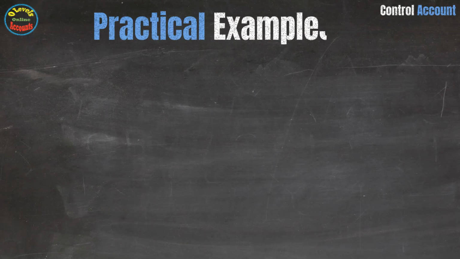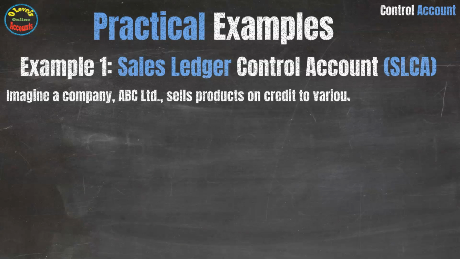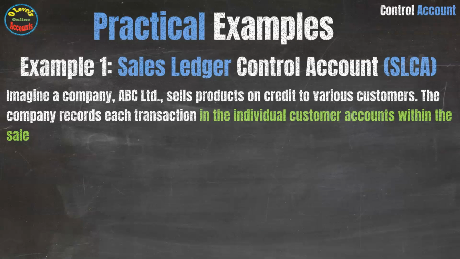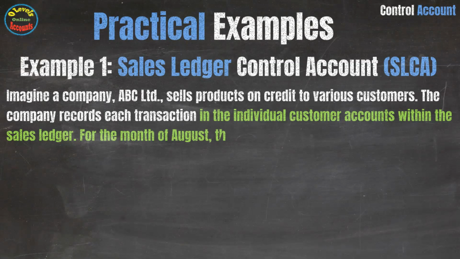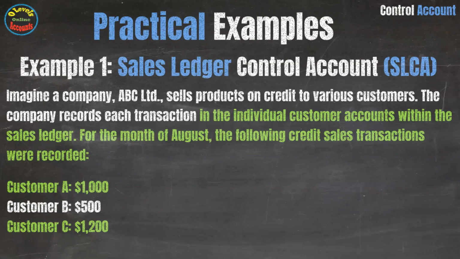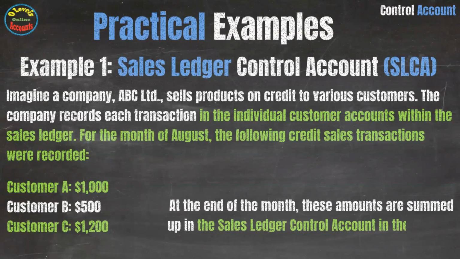The first example is associated with the Sales Ledger Control Account. Imagine a company, ABC Limited, sells products on credit to various customers. The company records each transaction in the individual customer accounts within the sales ledger. For the month of August, the following credit sales transactions were recorded. Customer A, $1,000. Customer B, $500. Customer C, $1,200. At the end of the month, these amounts are summed up in the Sales Ledger Control Account in the General Ledger. Let's check out the solution.